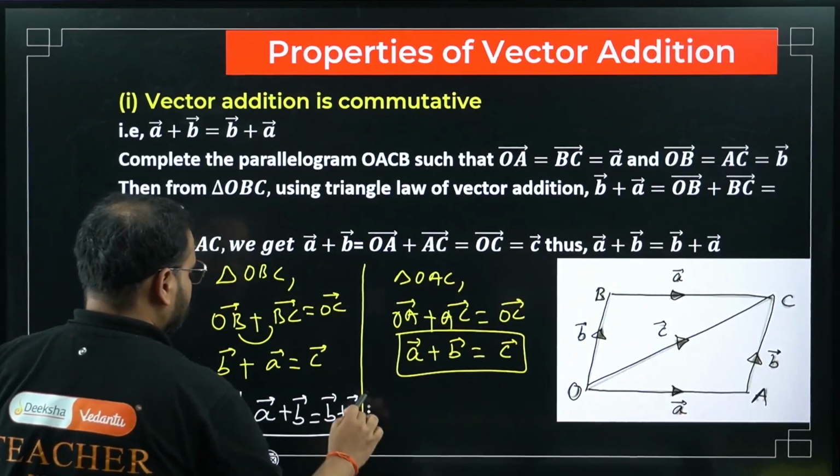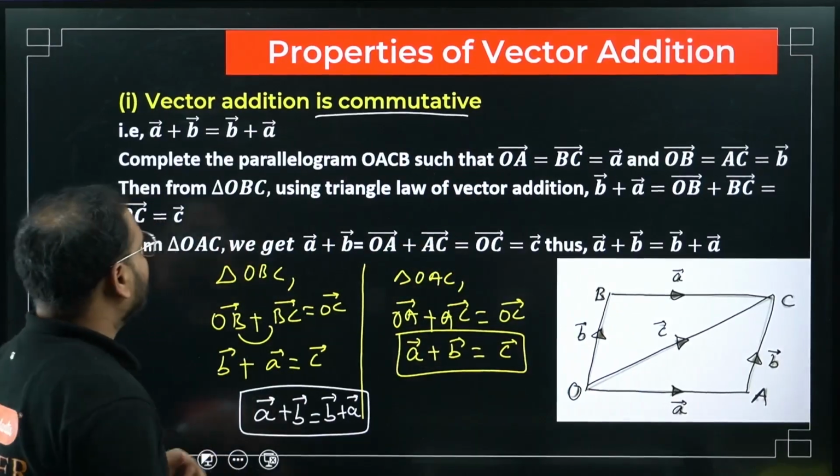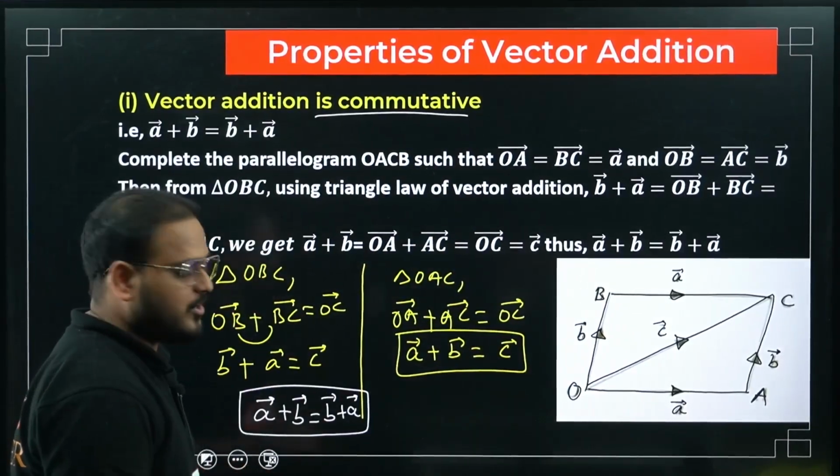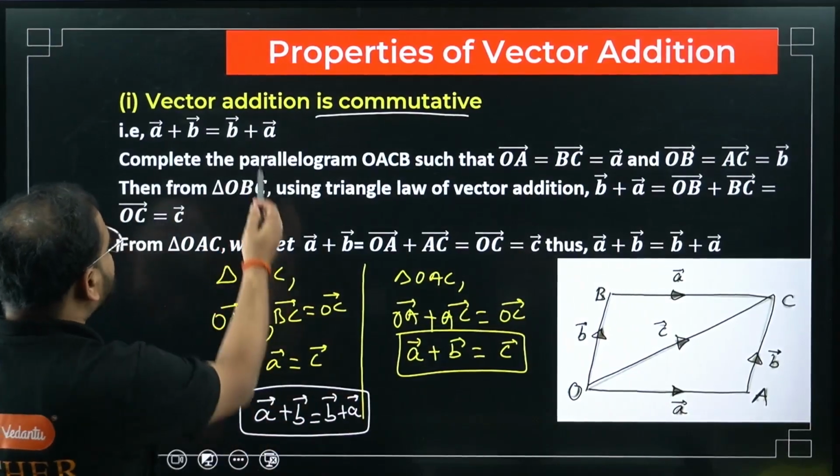This is the commutative property of addition. Correct? A plus B or B plus A is the same. Alright, the same thing is written over here. Have a look.